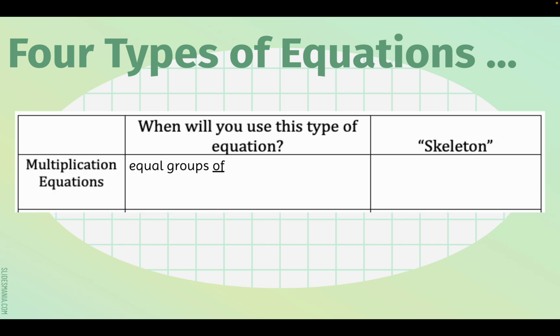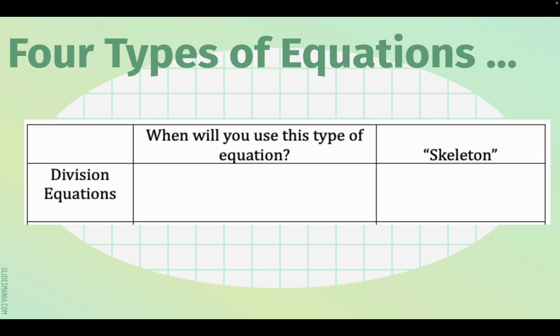In a multiplication equation, you will see equal groups of. Remember, of is one of our keywords meaning multiplication. The actions in these types of equations will look like repeated equal groups. And this equation will look like a number times a variable equals another number.